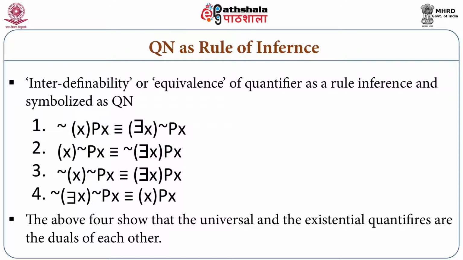So these 4 will constitute what is called quantificational negation. I mean, this will be used as a rule of inference, and then as part of the justification, we will just use QN. QN means quantificational negation as a justifying principle. So with this, we can try to demonstrate the truth of some logical sentence. Let us move on to the next slide.